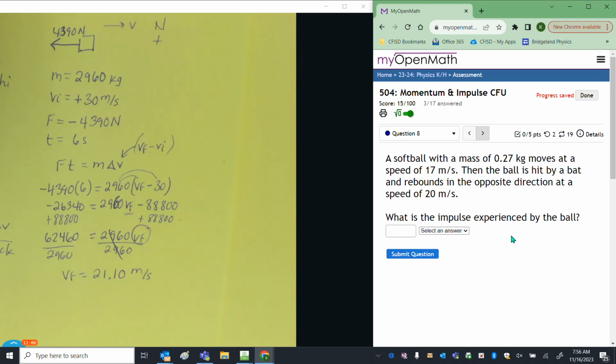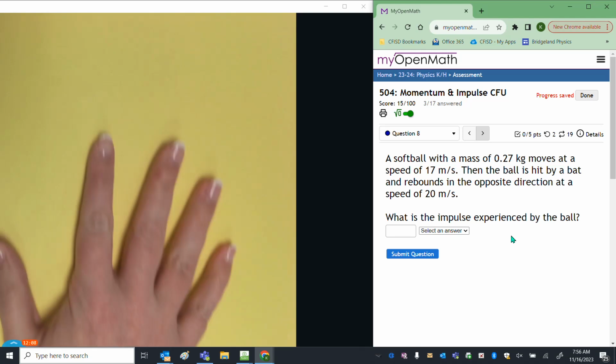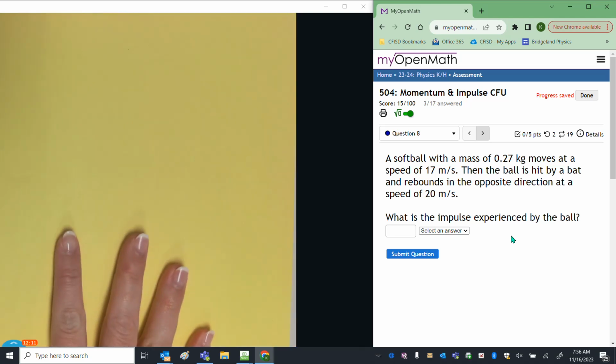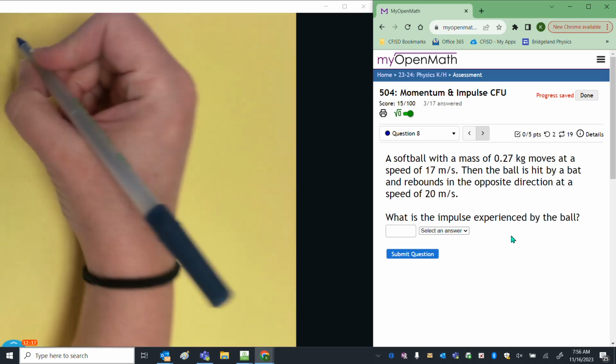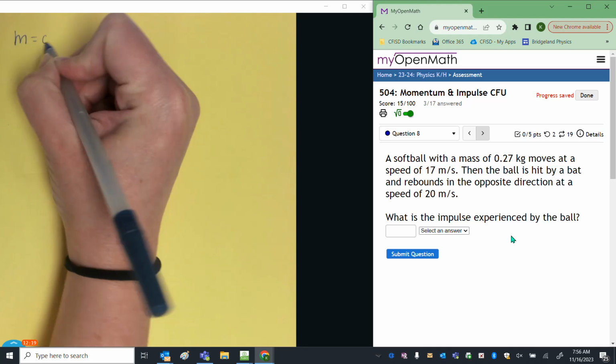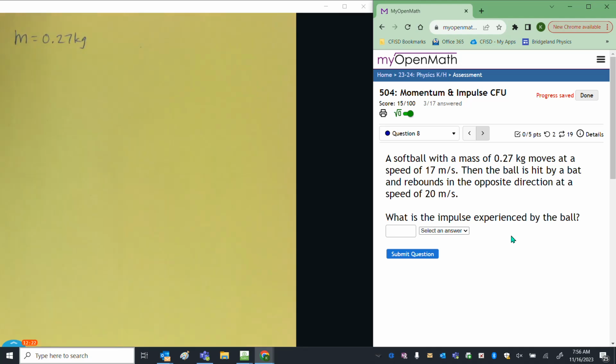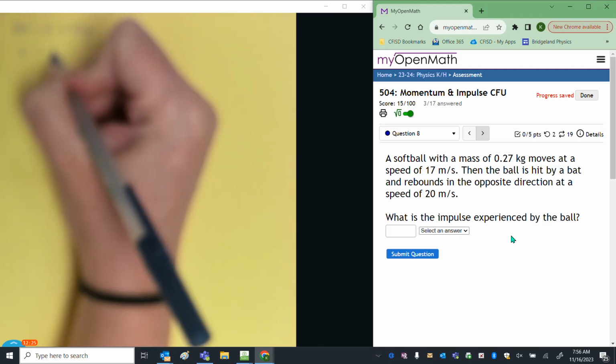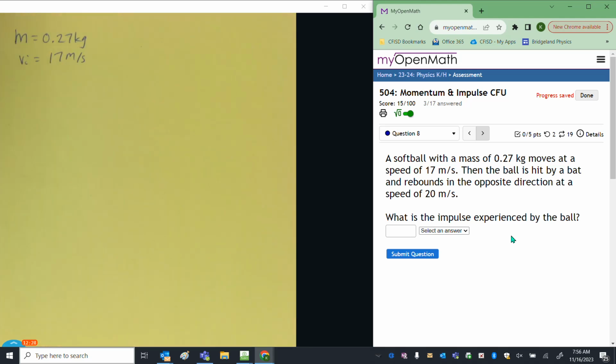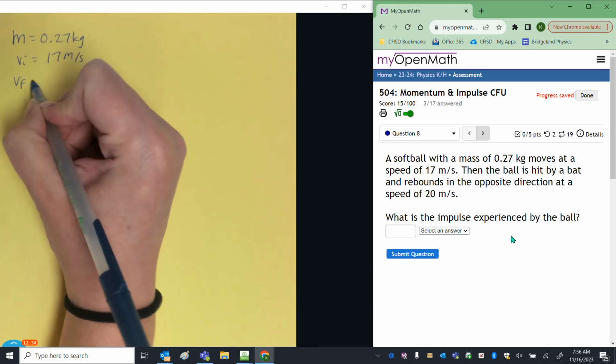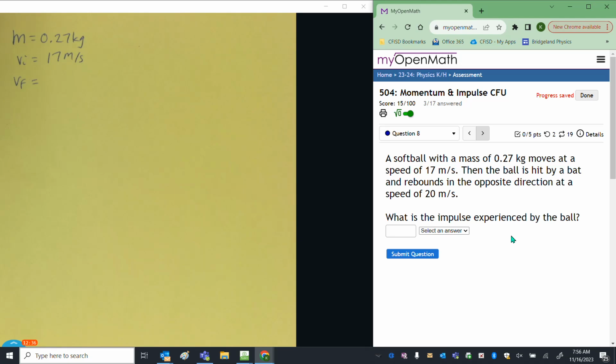All right, number 8 is another one that people are having trouble with, and it's for a similar reason to the last one. It has to do with signs. Again, I've got some people that are not getting the sign correct here. It says a softball with a mass of 0.27 kilograms. So let's go ahead and start by labeling that. 0.27 kilograms moves at a speed, an initial velocity, of 17 meters per second. Then it hits a bat and rebounds in the opposite direction at a speed, so a new velocity, VF, of 20 meters per second.